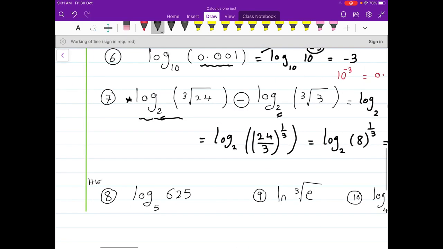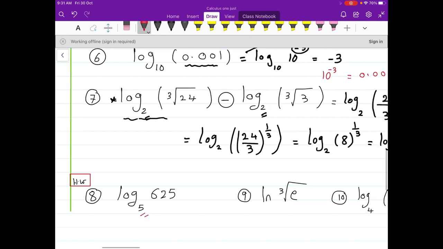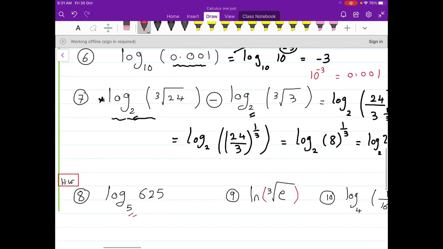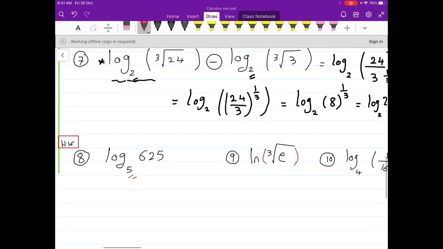So to practice more, try to do the homework: log 625 for the base 5, ln, the cubic root, log base 4 of 1 over 60. In any way you can, solve it.